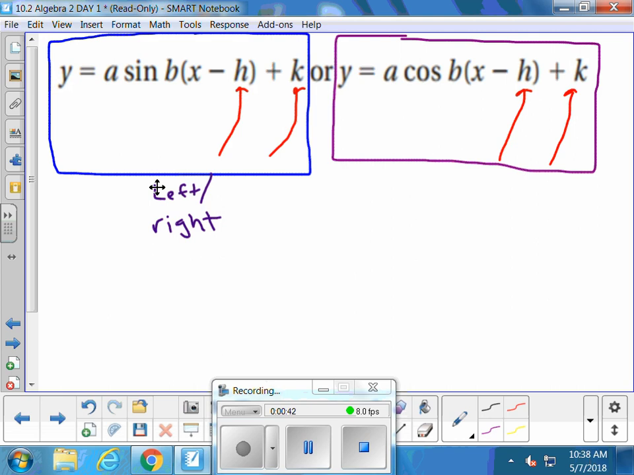Because if you see a minus, it'll be a left shift. I'm sorry. If you see the minus, it's a left shift. No, I'm saying this wrong. So let me give you an example.